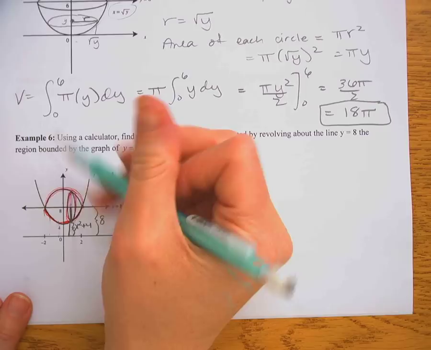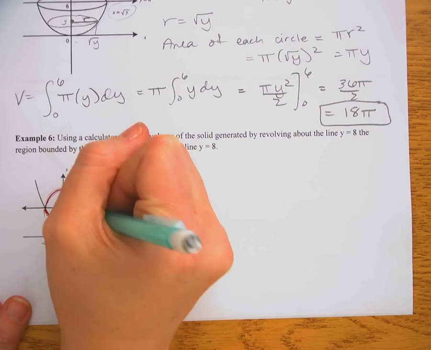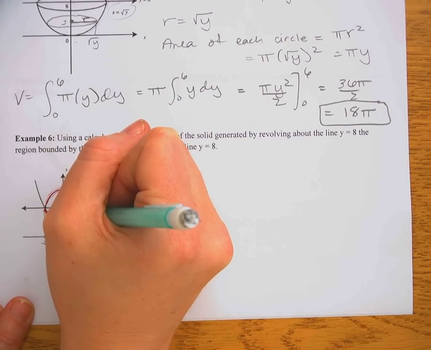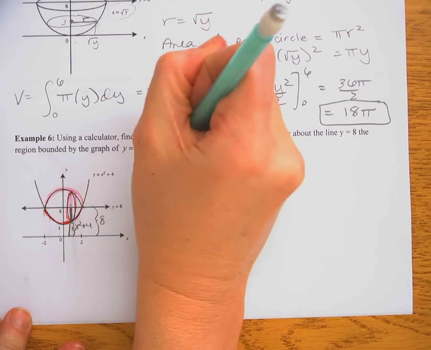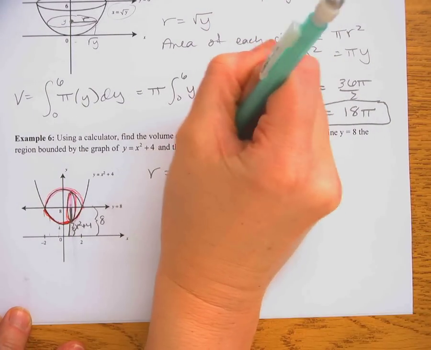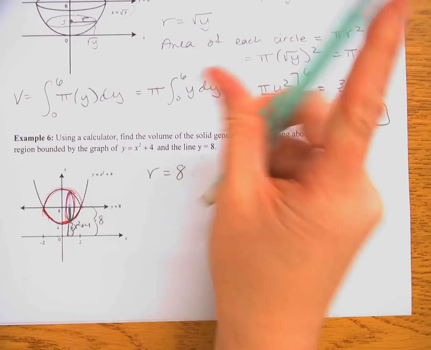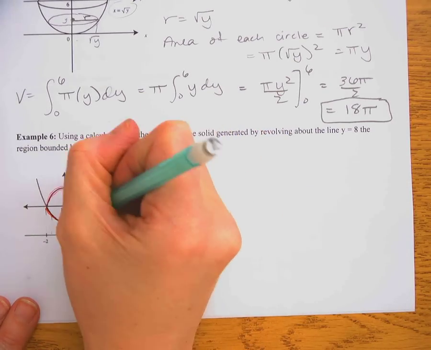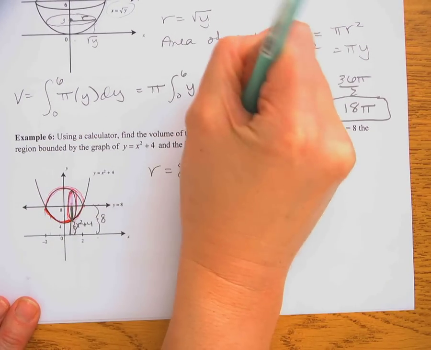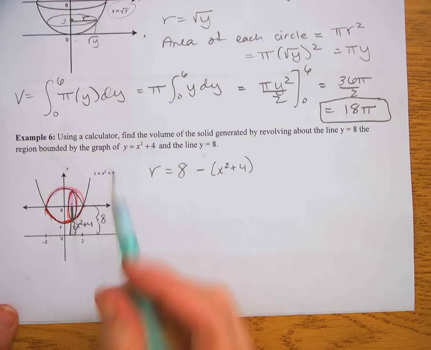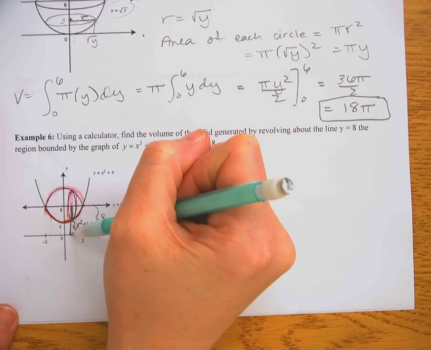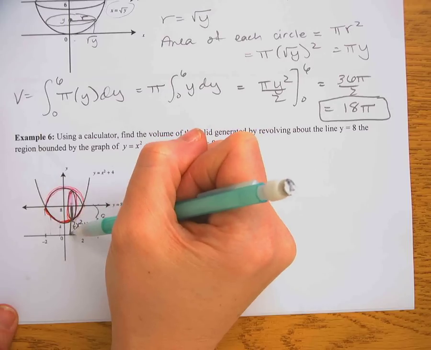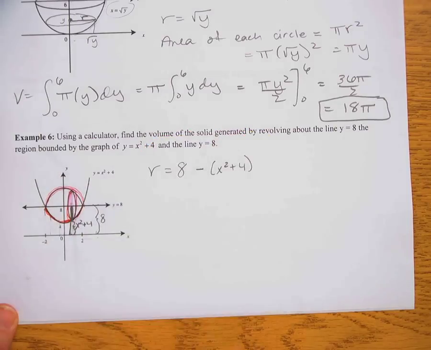Okay, so the radius, notice it goes from the line y equals 8 and goes down to the curve x squared plus 4. So you could say that the radius is 8, which is the total length, minus x squared plus 4. So it's the height from the line to the x-axis minus the height from the curve to the x-axis. That would leave over the radius. The leftover would be the radius.